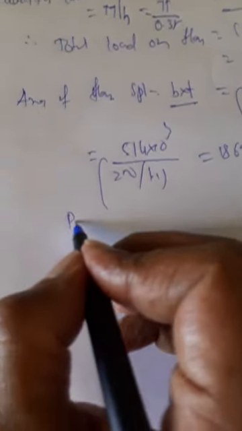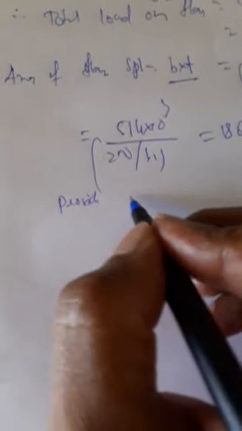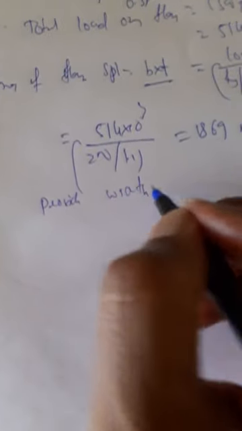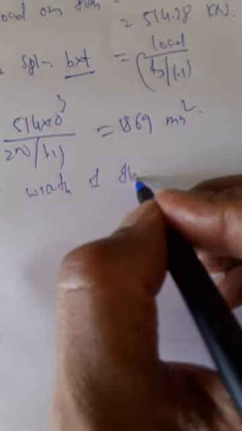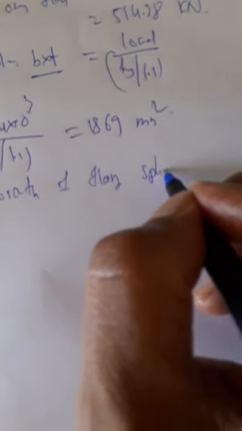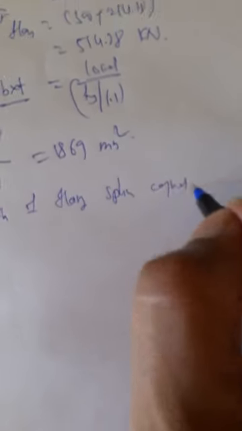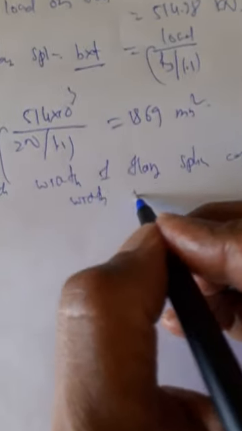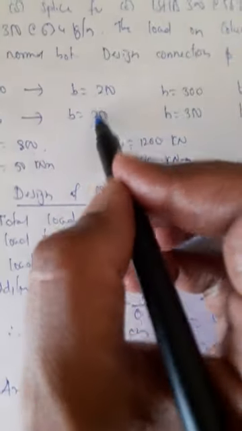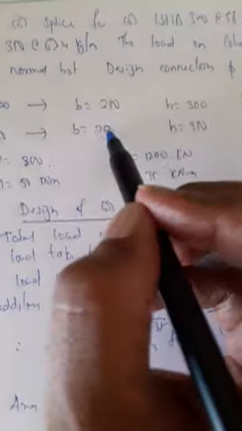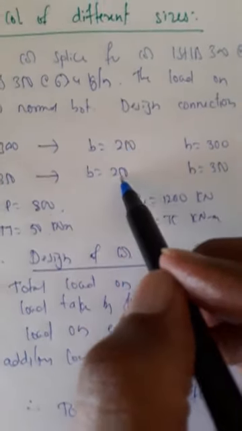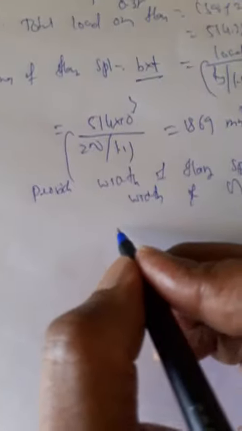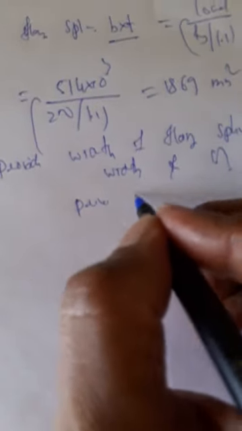Now provide width of flange splice equal to width of column. So B value I am going to finalize. Here both B are same, so whichever is greater, whichever is smaller, that you have to consider. Here both B are same. So provide width B is equal to 250.